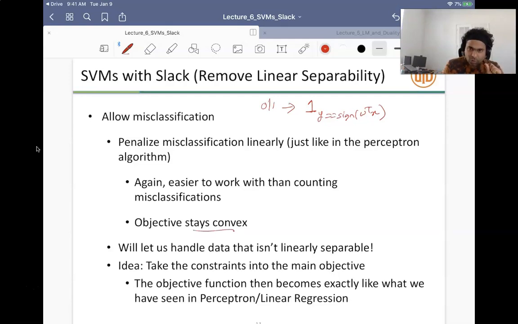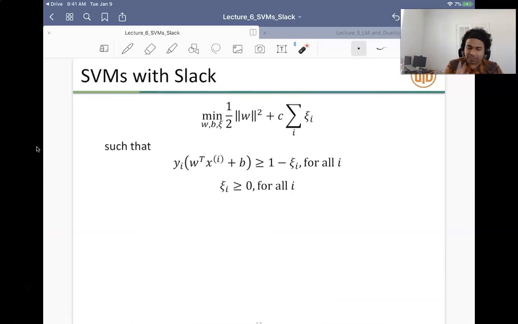We want to essentially still have a convex formulation. One of the main ideas we'll be using, and by the way, when we look at slack, we will be looking at a formulation which is very similar to the perceptron. So we'll come to exactly the formulation and how it looks. But before that, we'll start with the primal formulation, and then we'll come back to this standard loss minimization formulation. The main way we'll be doing this is by taking the constraints into the main objective, and with this, we'll be looking at something we have seen, the sum of loss terms, which we saw in perceptron and linear regression.